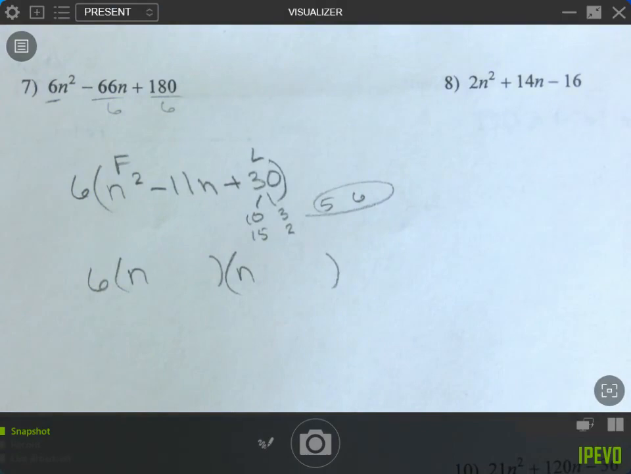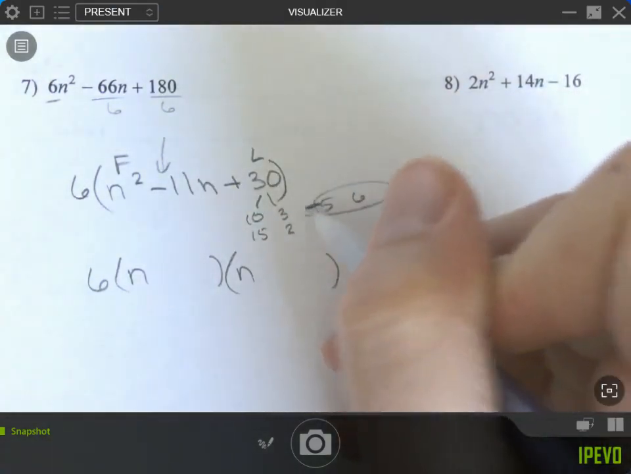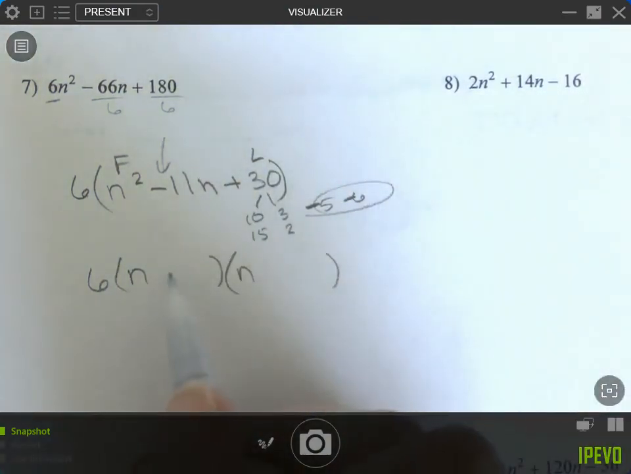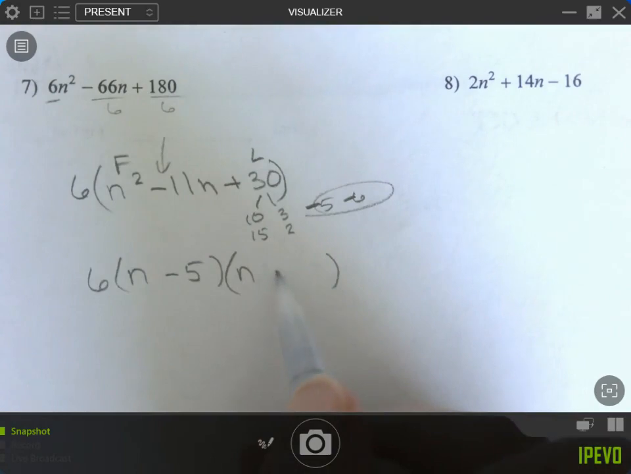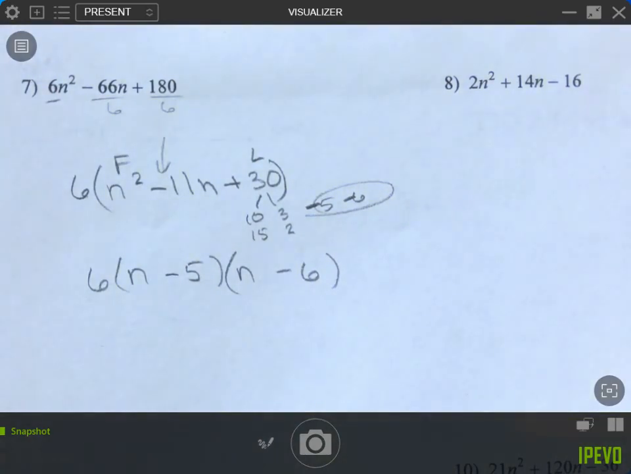Now, I don't want 11. I want a what? Okay. Right number, wrong sign. So whenever I have a positive number, I need the same sign. So I'm going to use the same sign, minus 5 and minus 6. There's your negative 6. There's your negative 5. Adds up to negative 11.